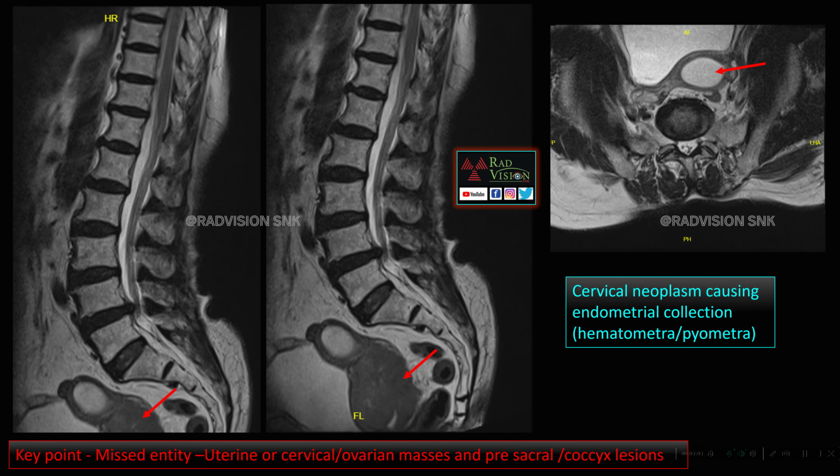So whenever you see cases of spine or whole spine, definitely try to see the lower pelvic structures, because commonly missed entities are uterine or cervical masses, ovarian masses, and even presacral masses, and even coccyx lesions. These are the commonly missed lesions.